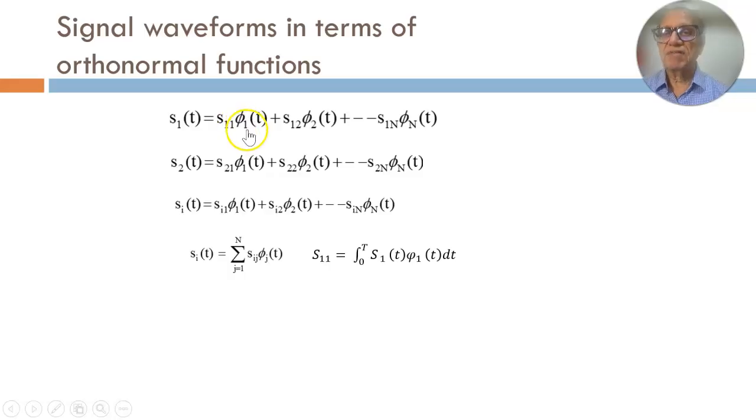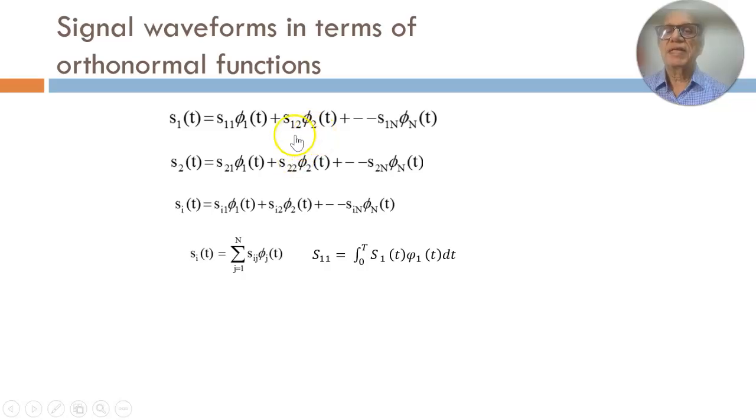When you multiply this by Phi1(t), this will become Phi1 squared (t). So Phi1 squared (t) integrated will be equal to 1, leaving S11. Now when you multiply the other terms by Phi1(t) and integrate, the product of Phi1 and Phi2 integrated over the symbol time is going to be 0. That is the case for all the remaining terms. That is why the right hand side has only one term, which is S11. I hope this is clear. What you have to do is multiply throughout by Phi1(t) and integrate over the symbol time period, and you will get S11.